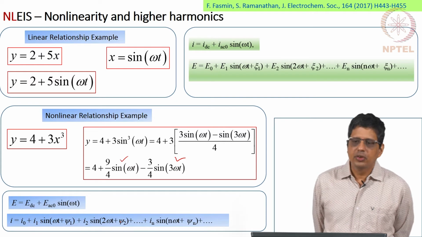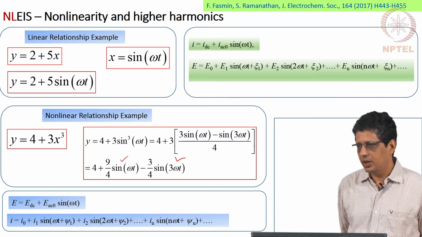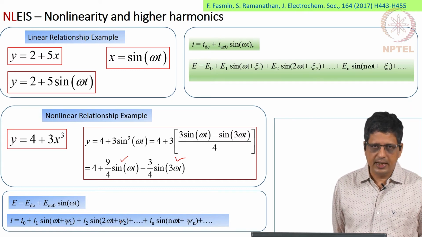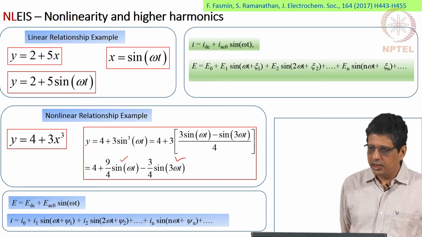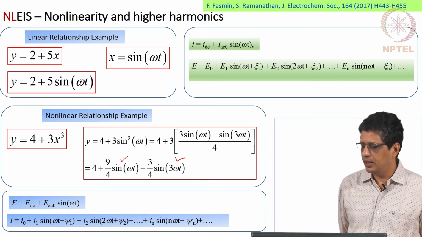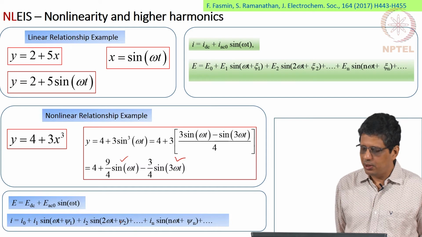In the same way you can also use this in galvanostatic mode or pseudo galvanostatic mode, where the applied current is given by I DC plus I AC 0 sin omega t and the measured potential can be written in Fourier series with the DC offset, response at fundamental, response at second harmonic, etc. For each of these you have an amplitude and a phase.